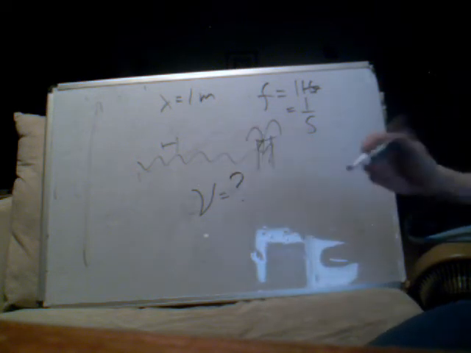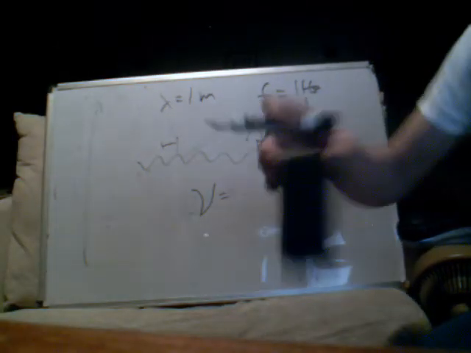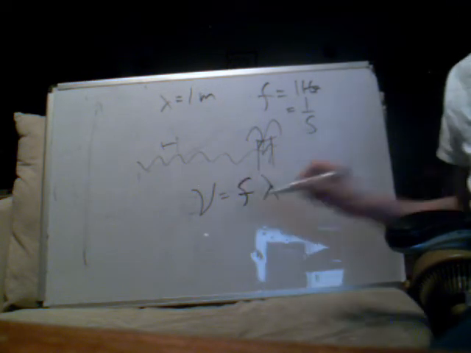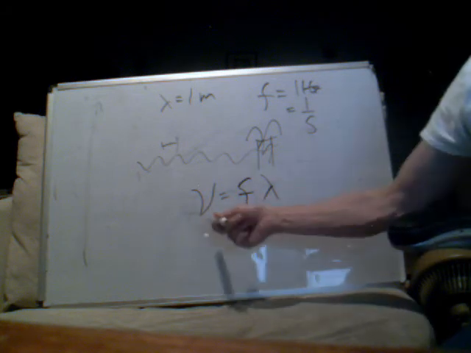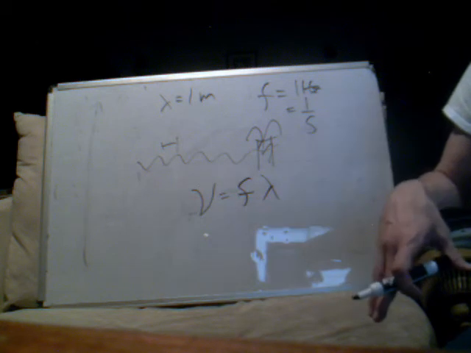So therefore, it stands to reason that the speed of a wave depends upon the frequency and the wavelength. And as a matter of fact, if you multiply the frequency by the wavelength, you always get the wave speed. That's where that comes from. Wave speed is frequency times wavelength.